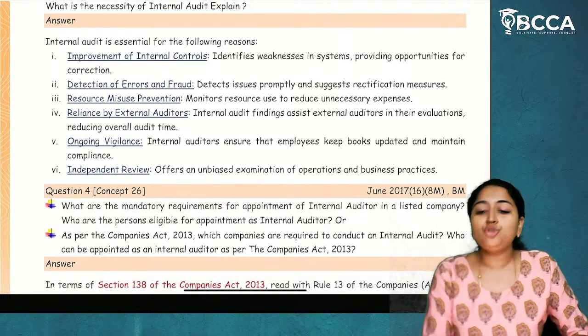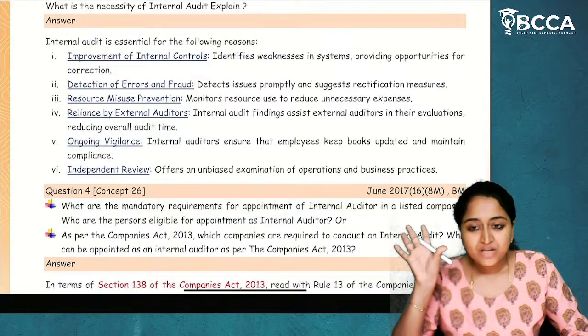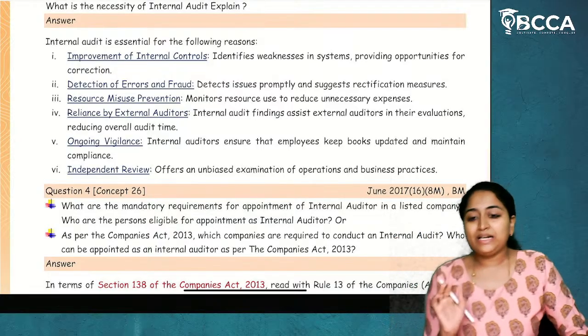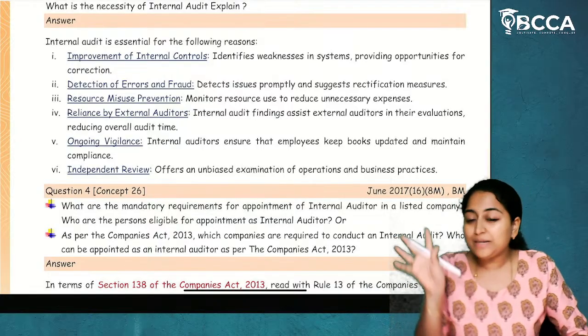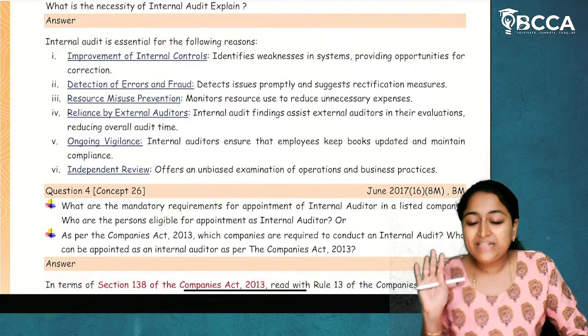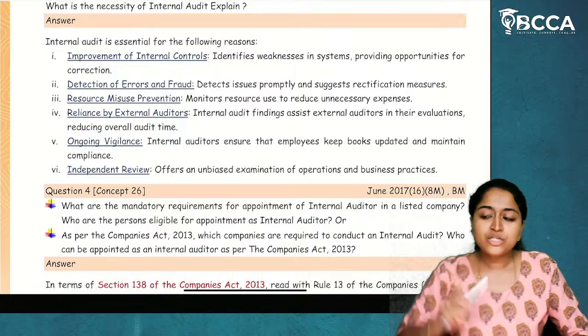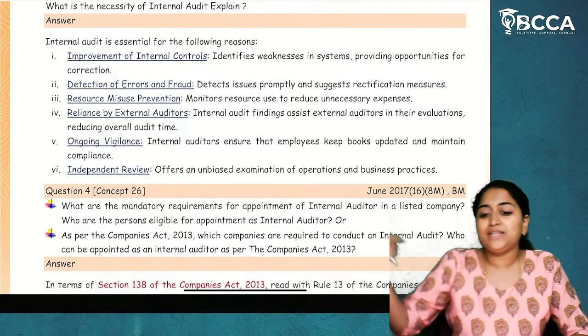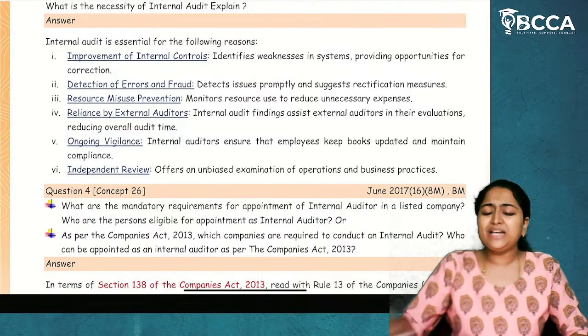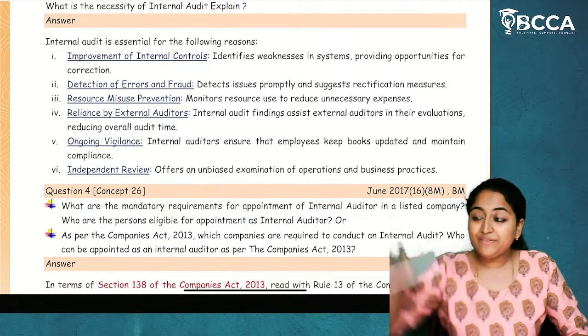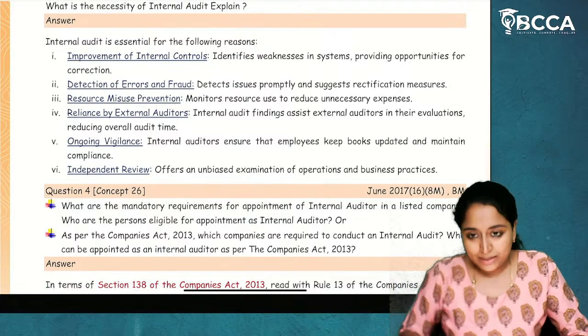We are bound to go to penalty. We will have to pay the penalty. So to prevent non-compliance and penalty damages, what are we doing? We are going for internal audit. So if there is any statutory auditor or any other external auditor, they can completely rely upon the internal audit report. So it will reduce their audit time.